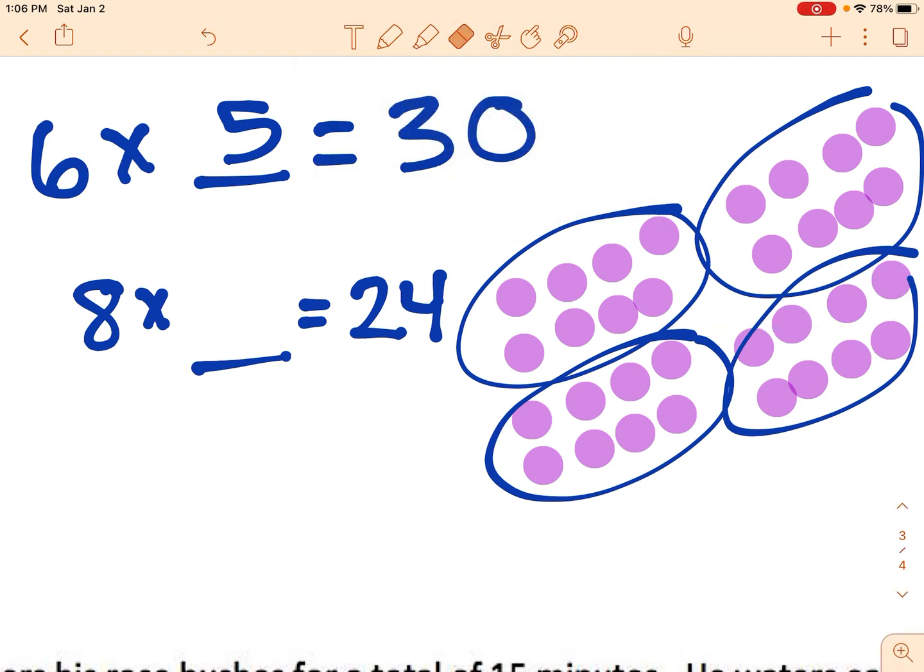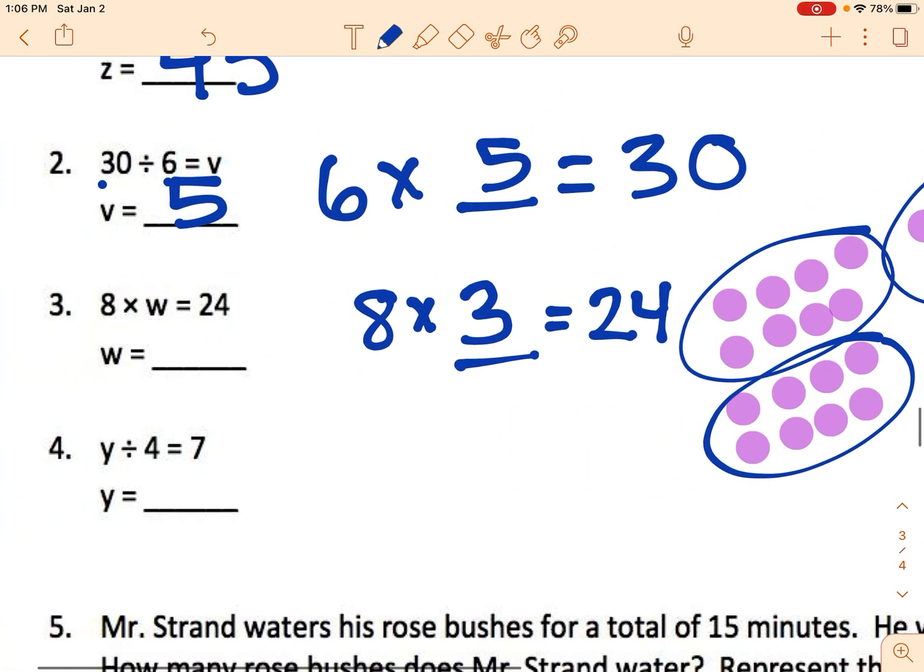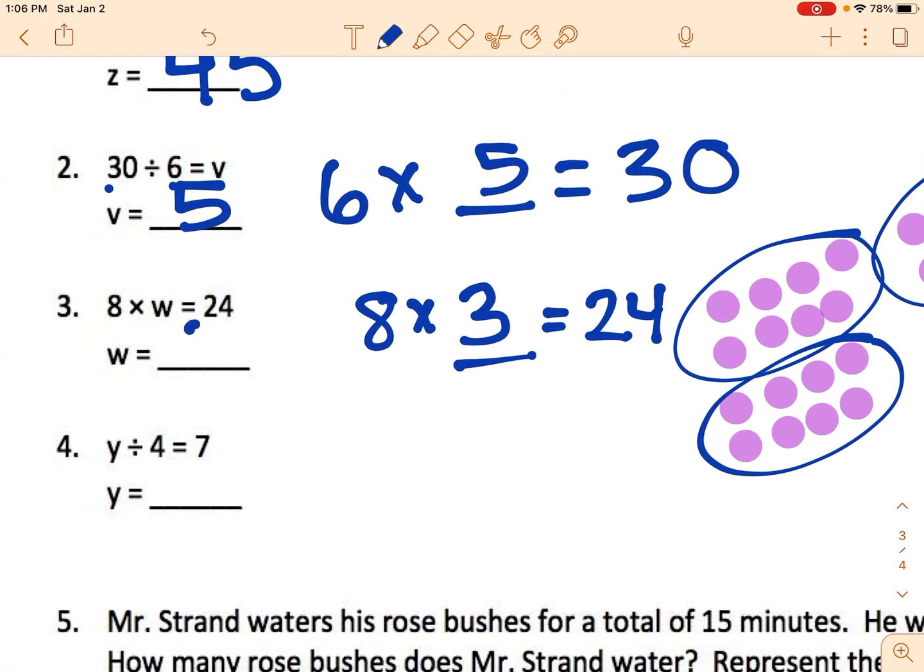If you find you went too far, just erase it. So how many groups of 8 do I have? I have 3, right? I have 3 groups of 8. So 8 times 3 is 24, because 8 times 4 is 32. So W must be 3.